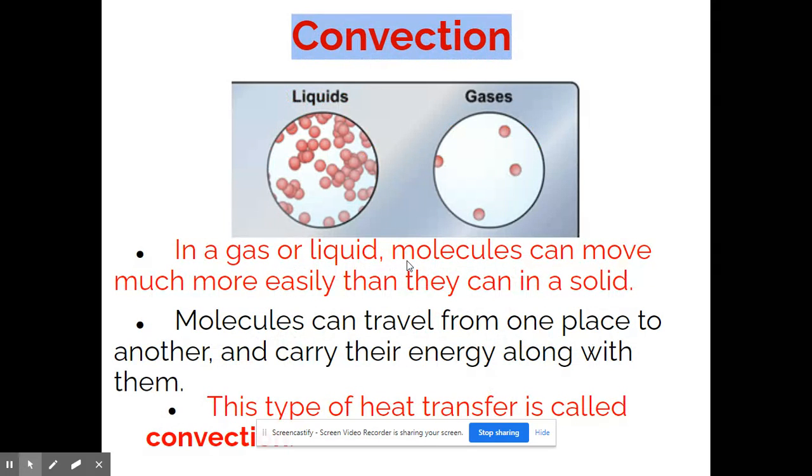Our last one is convection. So in a gas or liquid, molecules can move much more easily than they can in a solid. Molecules can travel from one place to another and carry their energy along with them. This type of heat is called convection.